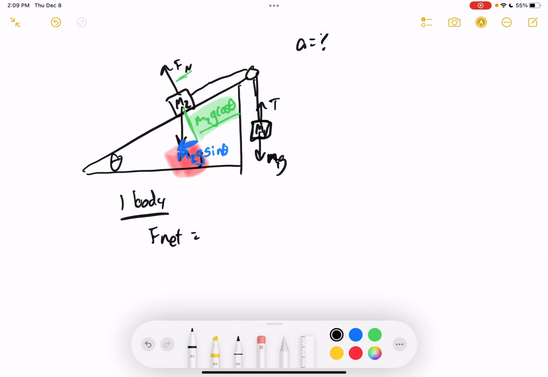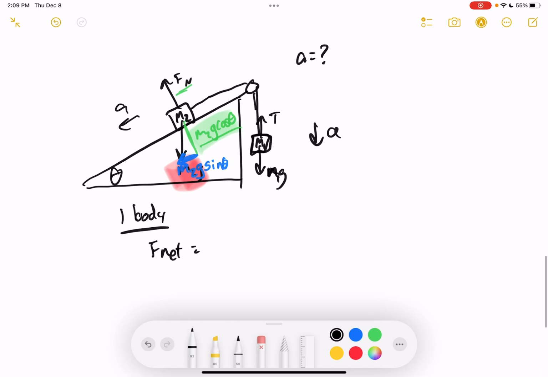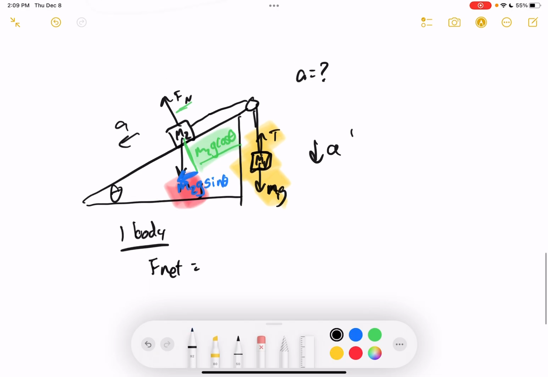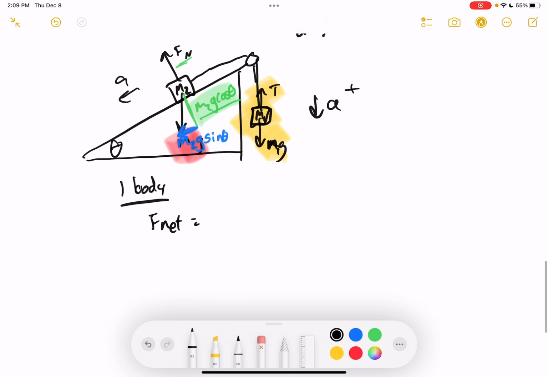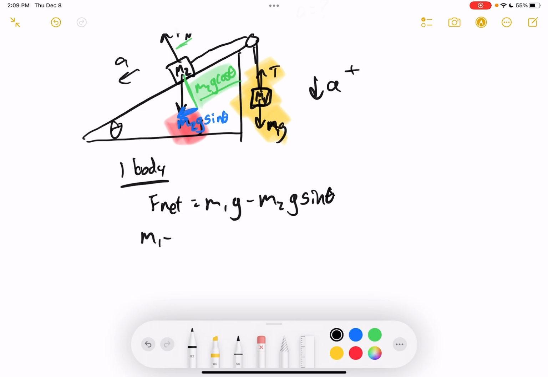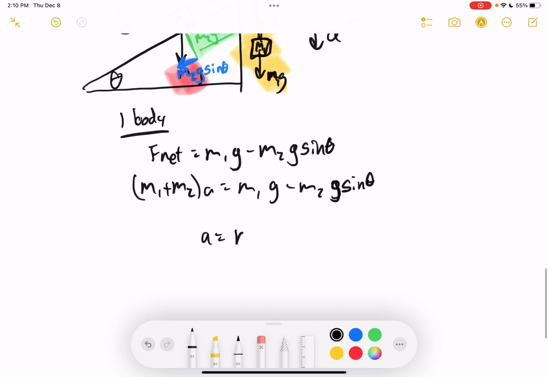is going to equal, well, here's the tricky part. We don't actually know which part I'm accelerating, okay? Because so far I haven't told you. Let's say that this part here accelerates. So it's going to accelerate down, so we'll make this part positive, okay? So m1g, that's going to be positive, and then I'm going to subtract m2g sine theta, okay? And then my F net is just m1 plus m2 a equals m1g minus m2g sine theta, okay? And then just to solve for a, it'd just be a equals m1g minus m2g sine theta, all divided by m1 plus m2, okay?